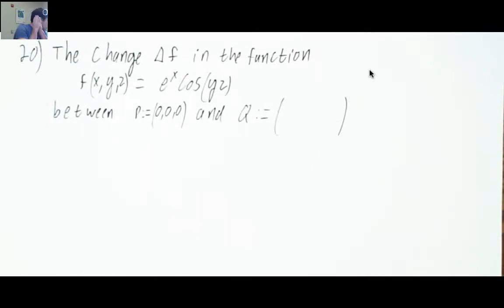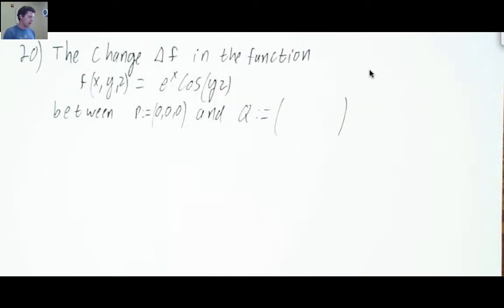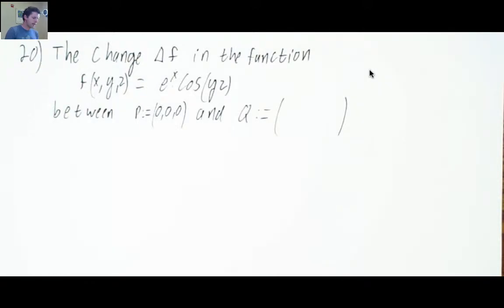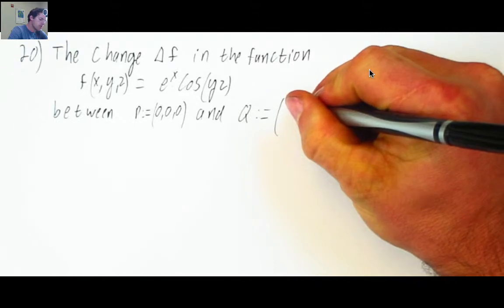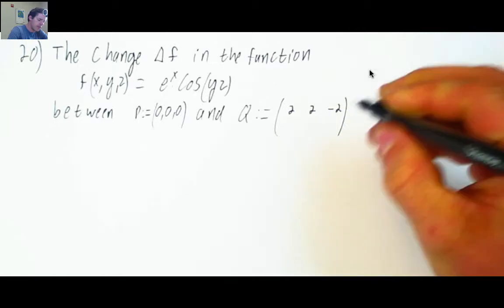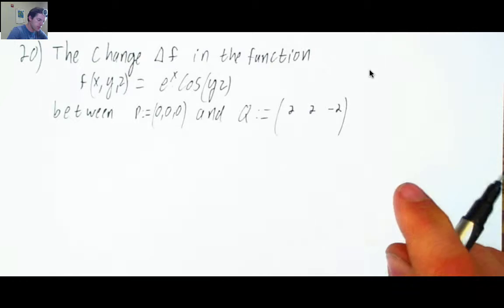All right. In 20, I am asked how much will a certain function change, the function e to the x cosine yz, when I go between 2 points, the origin, which I'm going to call P, (0, 0, 0), and Q, which I am told is away from the origin a distance of 0.1 units in the direction of (2, 2, -2). Okay, now that's not what I'm going to move to. I have to move in that direction, so in the direction of the unit vector.